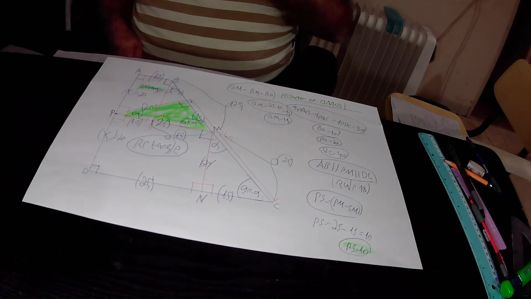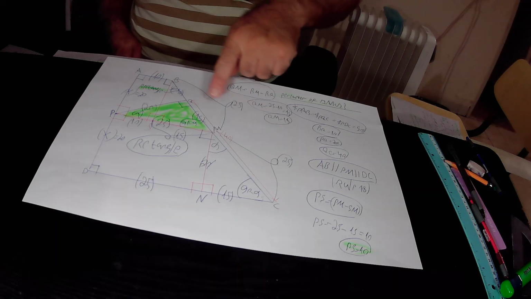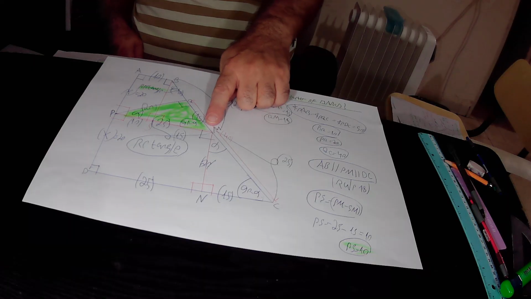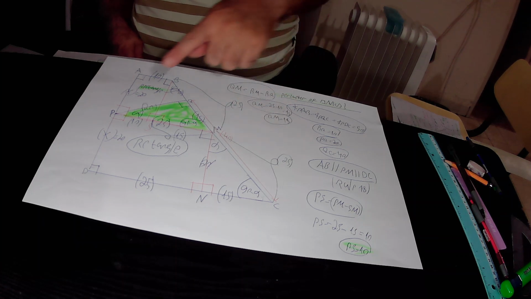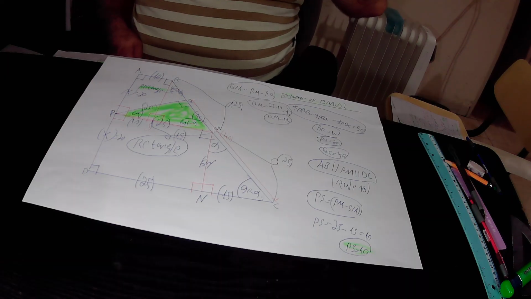But before that, in quadrilateral PMCD, we have 1, 2, 3 right angles, and therefore this fourth angle must be equal to 90 degrees inside, according to the rule that the sum of the angles in any quadrilateral is equal to 360 degrees. So quadrilateral PMCD has 4 right angles, and therefore it is a rectangle.